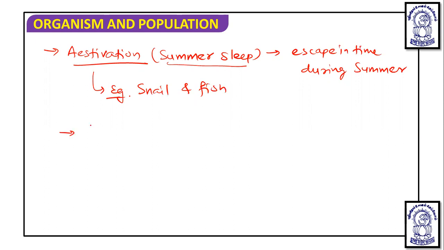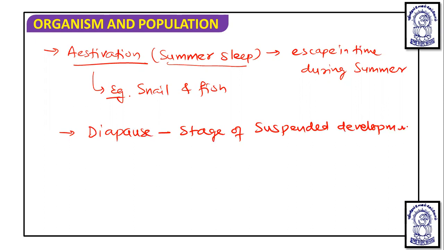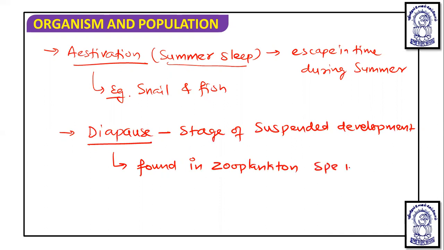Apart from this, another thing that is seen is diapause. And diapause is considered a suspended development. It is a stage of suspended development. And here it is known that diapause is found in zooplankton species in lakes and ponds. Okay, here this particular diapause is seen.